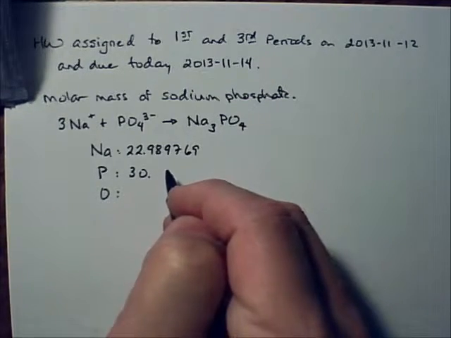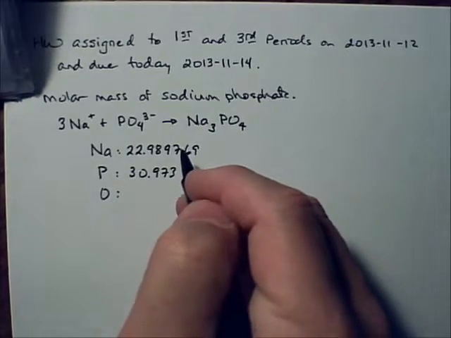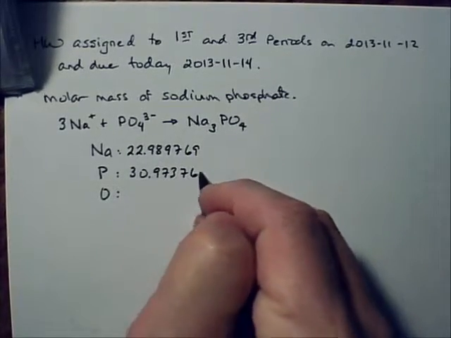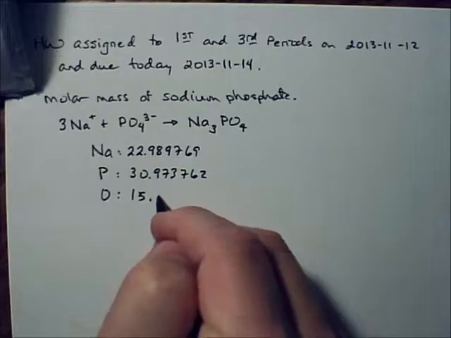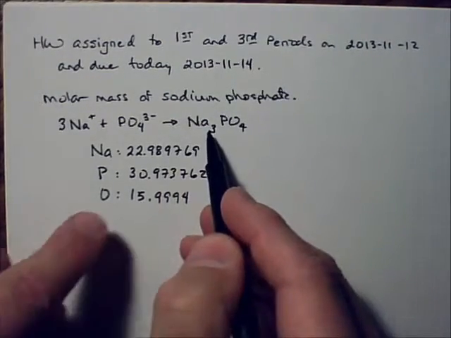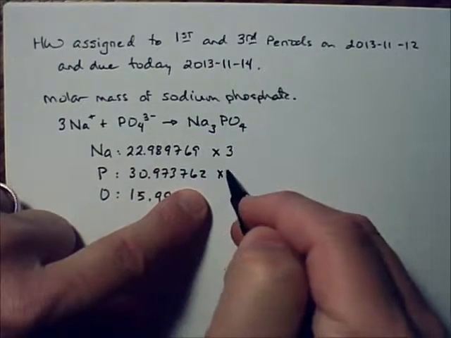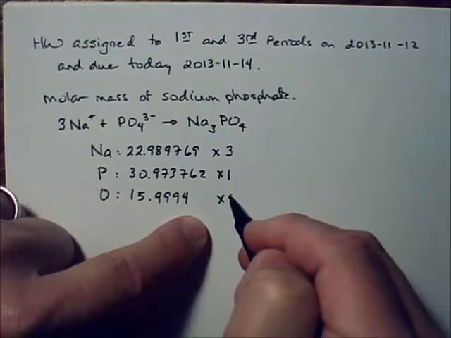Phosphorus is 30.973762, and oxygen is 15.9994. In the formula, I have 3 sodiums, so I'm going to multiply this by 3. 1 phosphorus multiplied by 1, and 4 oxygens multiplied by 4.